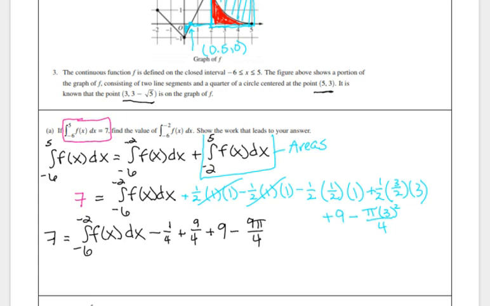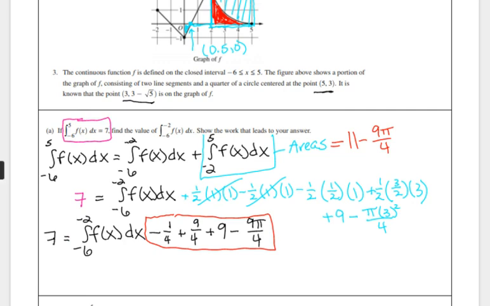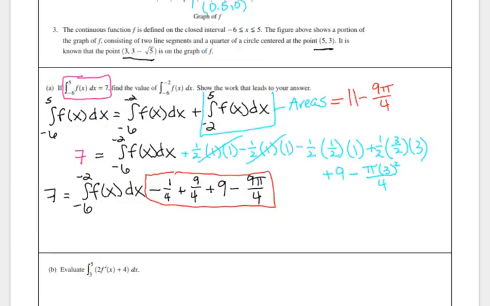And so, just as a reminder, this number that we get when we simplify is actually this area that we found there. So I'm actually going to simplify that up there. So that'd be 2 plus 9 is 11 minus 9 pi over 4. And we're going to need that as we move forward. So that's why I'm going to write it up there. So let's see. We get 7 equals this integral from -6 to -2.